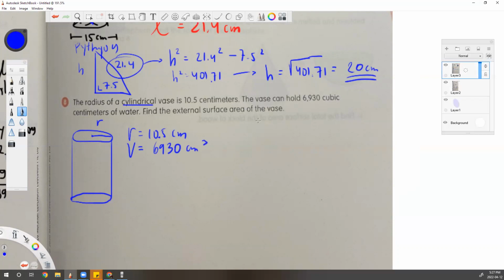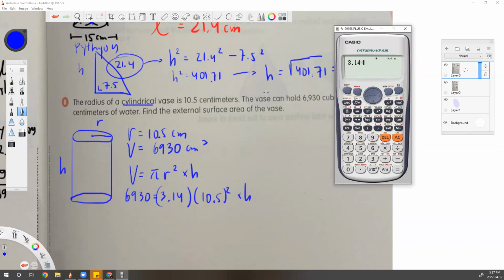Now, what we're going to do is try to find the height first. Before we find the height, we cannot find anything. So the volume formula will be pi r squared times height, because it's a cylinder. Later on, I will show all the formulas. The volume is given, 6,930, pi is 3.14, times 10.5 squared, times height. So do it slowly.